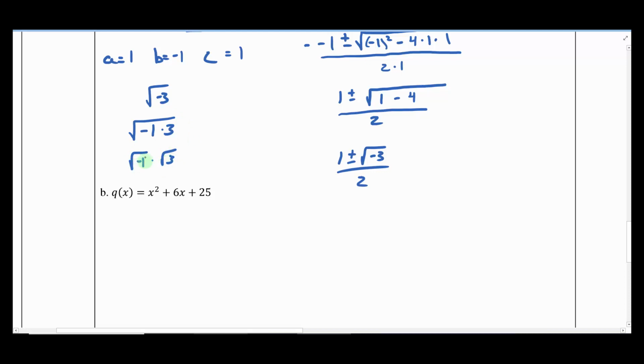Just like that. Okay, so remember the square root of negative 1 is i. And the square root of 3 is not a nice number, so we'll just leave it as the square root of 3. So we get i root 3. So we're going to say 1 plus or minus i root 3 all over 2, just like that. And then we need to split that up into 2 separate roots. Okay, so the first one's going to be 1 plus i root 3 over 2. And then the second one will be 1 minus i root 3 over 2.